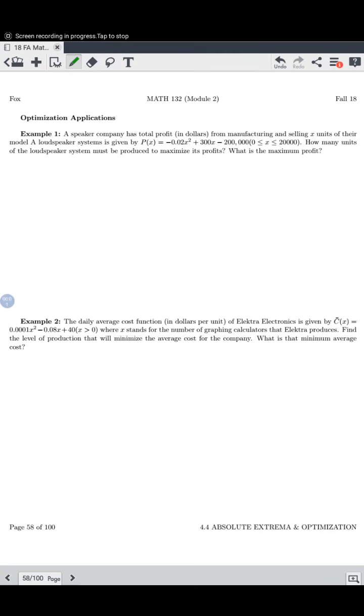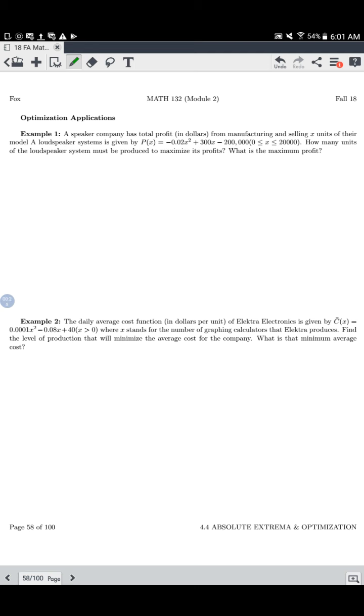Now we're going to do absolute max and absolute min on an interval, but within a word problem. So a speaker company has a total profit in dollars for manufacturing and selling X units of their Model A loudspeaker systems given by this P of X, and we want to figure out how many units of a loudspeaker system they must produce to maximize their profits.